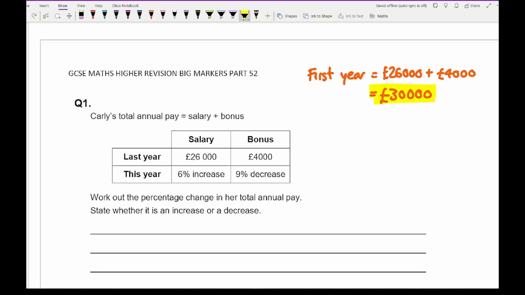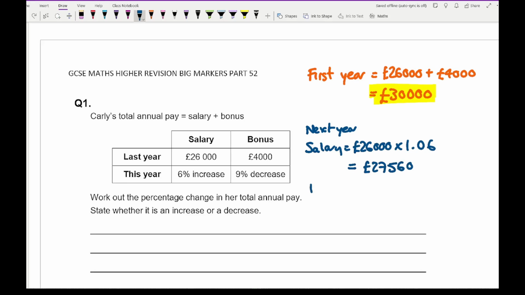Now from this, we need to use the information given to us in the table to work out what the salary and the bonus is for the following year. So the next year, now using percentage increase, remember we always start with 100% and then we add on or take away whatever the percentage change is going to be. So here the salary is going to be the previous year, which was 26,000, multiplied by 6% increase, so that's multiplied by 1.06, and that gives us an answer of 27,560.